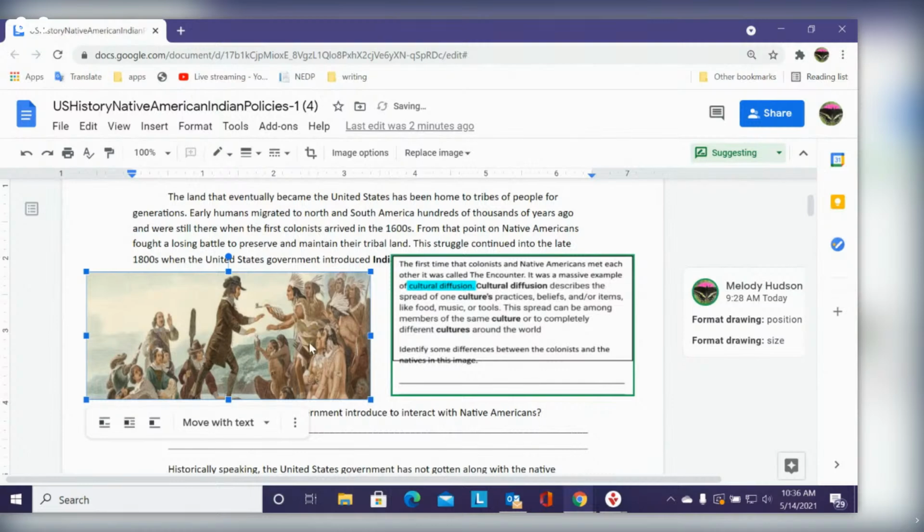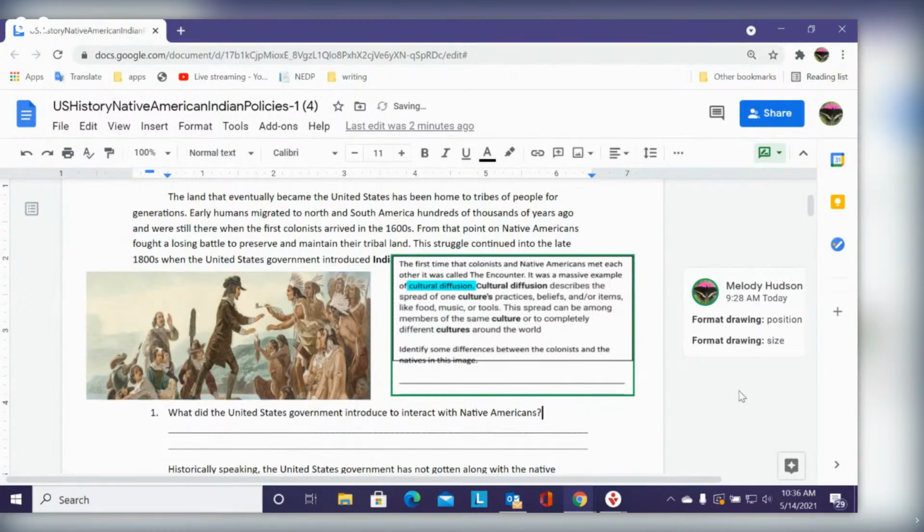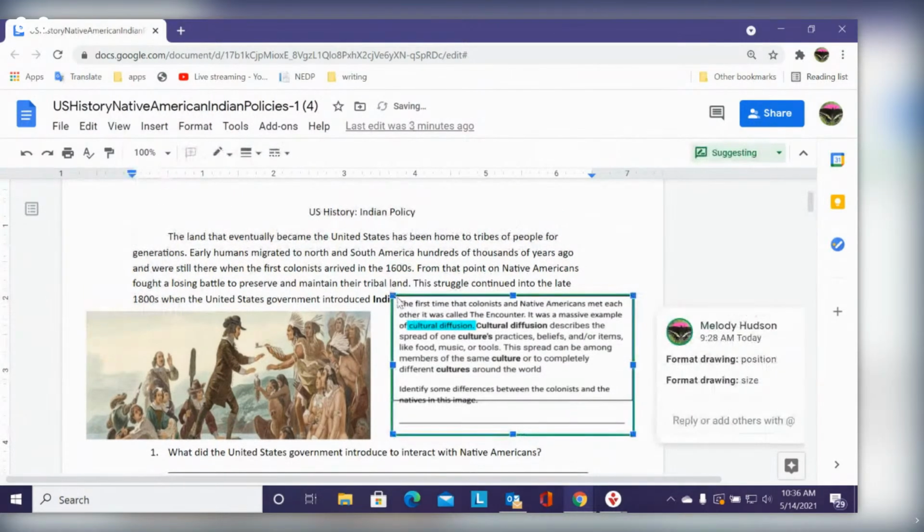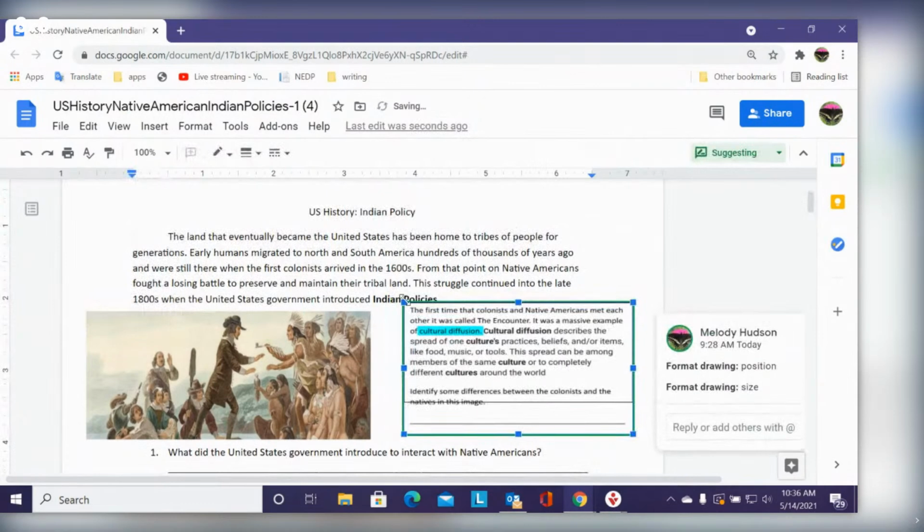So the obvious is the dress, the gifts, the style of communication. He has his hand up in that manner. So those are some things that we can look at immediately. So the question here, let me move this out again because it's in the way.